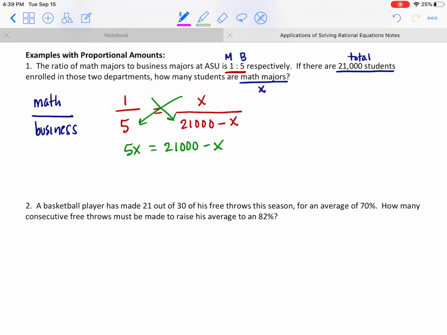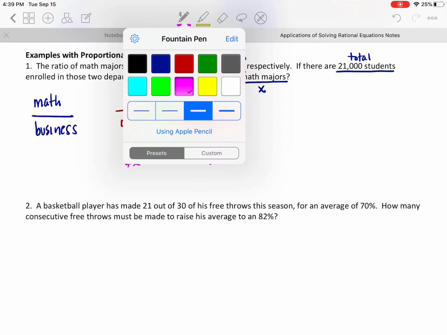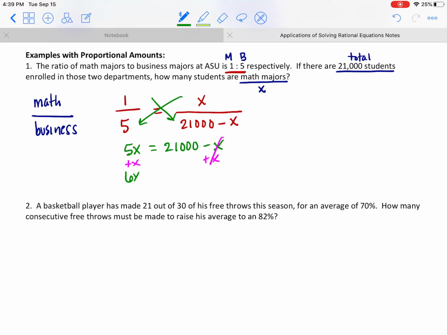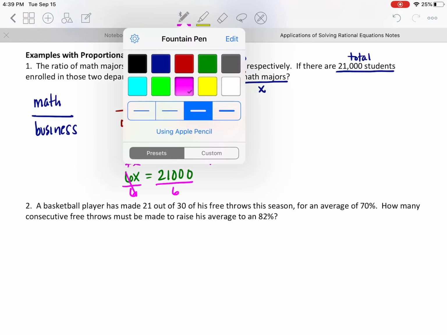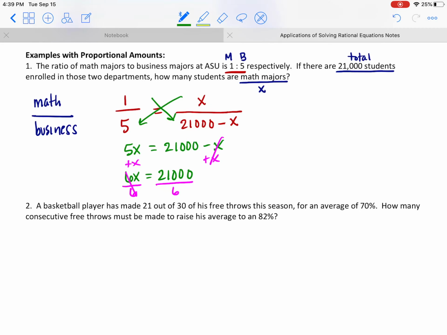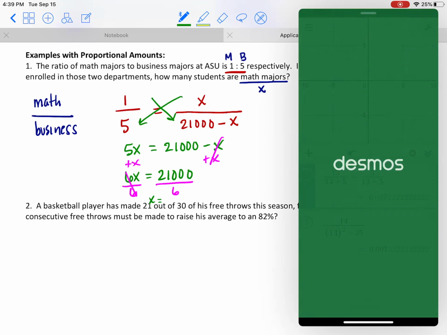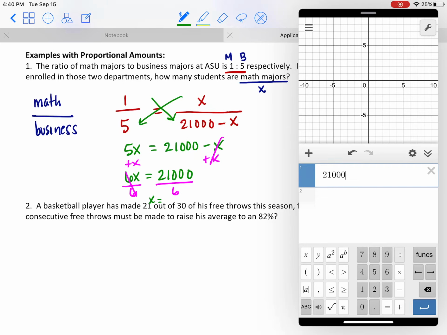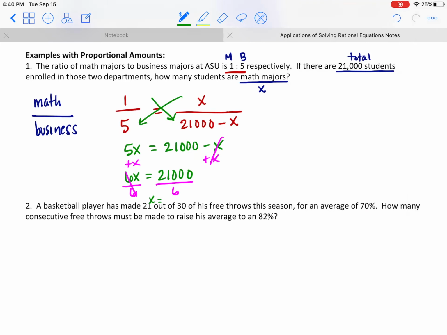Let's use, how about pink? Let me add x to both sides. That's going to cancel that and leave me with 6x equal to 21,000. And my last step is going to be to divide both sides by 6. That's going to cancel there, leaving me x equal to, let's see, 21,000 divided by 6. Sure, I could work that out in my head, but I don't want to goof anything. And 3,500.